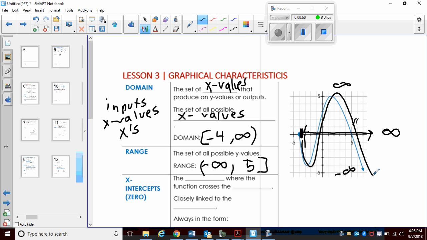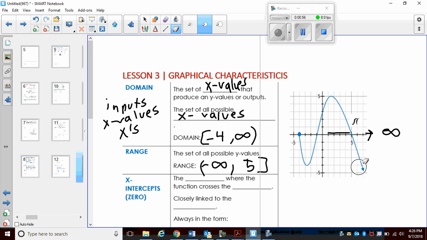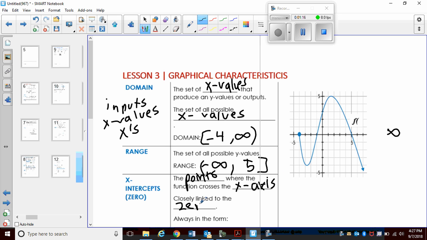The x-intercepts, you got to remember from Algebra 1, x-intercepts, these are the points where an object crosses the x-axis. Closely linked to zeros.